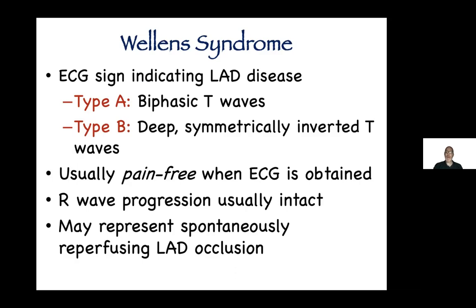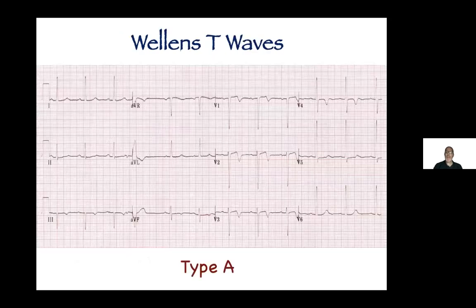So type A Wellen's T waves are biphasic. They're positive and they're negative. And that's seen in about 25% of cases. More commonly, you see these deep symmetrically inverted T waves or type B Wellens T waves. It's just telling you that this is a reperfusion T wave. So the patient kind of has a spontaneously reperfusing really, really dirty LAD.